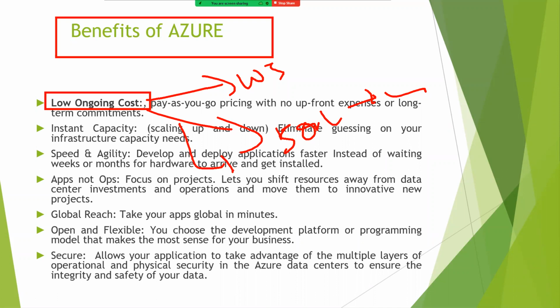So whatever components Microsoft is providing, they are cheaper than AWS. Coming to AWS, they have to purchase everything. They have to purchase everything, but cost.